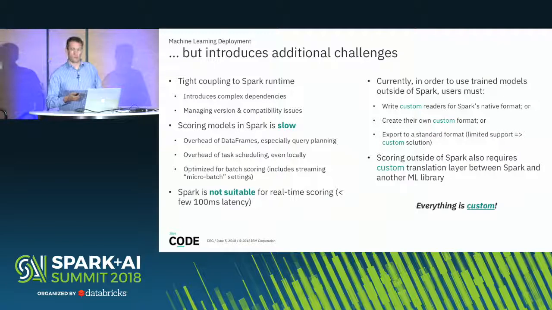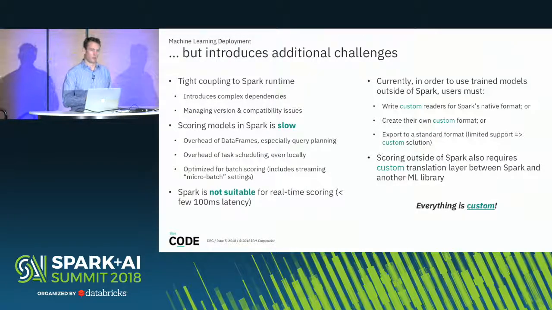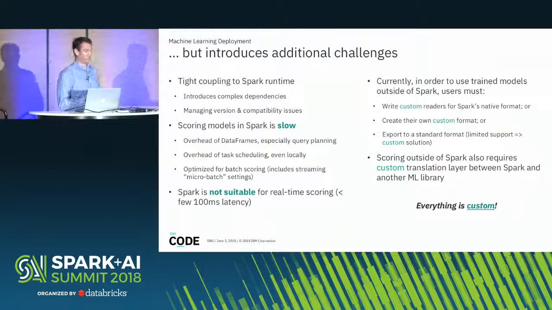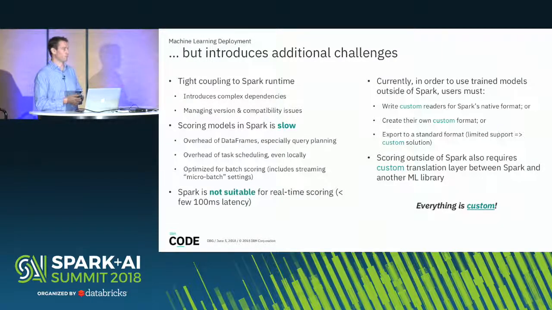So currently, if you want to take that Spark model that you've trained and use it outside of Spark, everything is custom. You need to write a custom reader for Spark's native format, or you need to invent your own format, or you need to export to a standard format. But that's not currently supported, or has very limited support in Spark ML currently. And once you've even done that export to a format, you then need to load it up in some machine learning library, whether that's a custom one that you've written or some other ML library that's more suitable for real-time scoring. And so you need to write a custom translation layer.